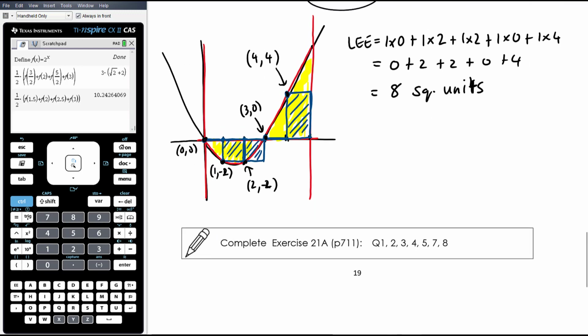Okay, so we want to complete exercise 21A, the questions listed there.